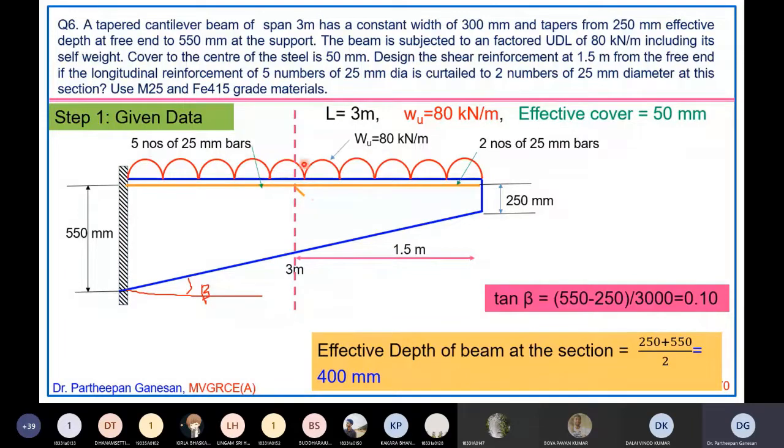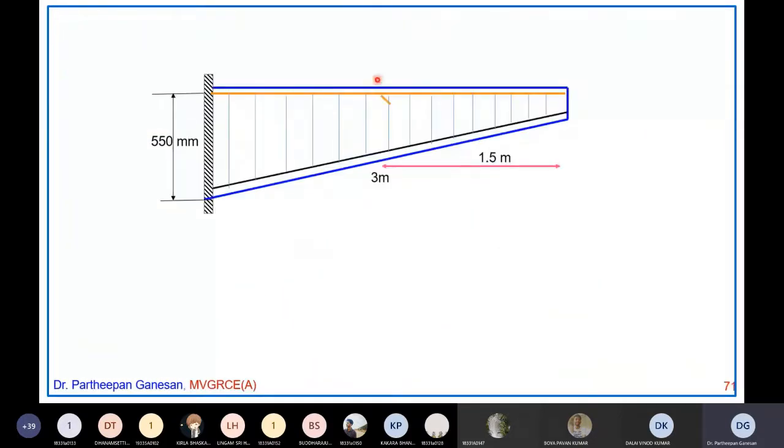So everything you will calculate at this point only, at this section only, because you have to design the shear reinforcement for this section. You are not designing the shear for the fixed support. You are designing the shear for the section at 1.5 meter away from the free end. So everything you have to calculate with respect to this section. Is that clear?